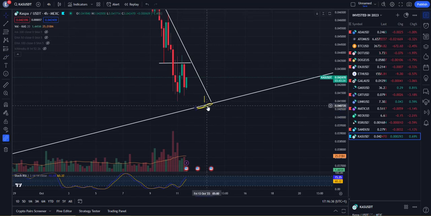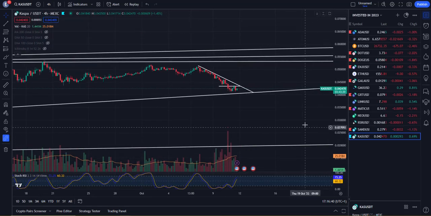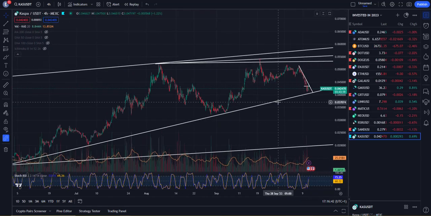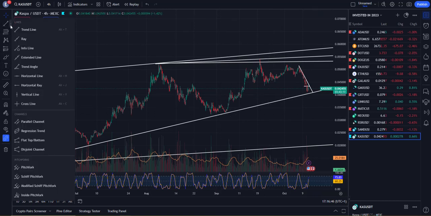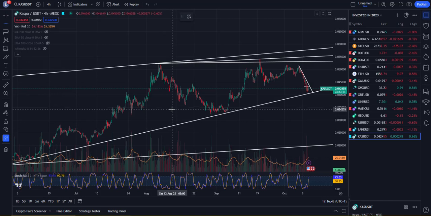Let's get rid of these. So let's have a look where it could go. It could go back to this level here. Put some horizontal lines on. So you see where they've got, I'm doing it again, pointing at the screen like an idiot.